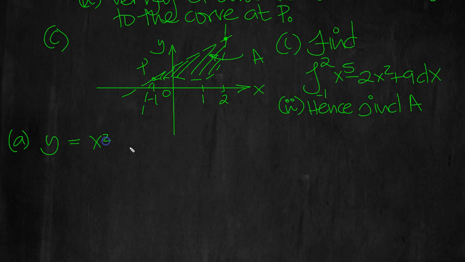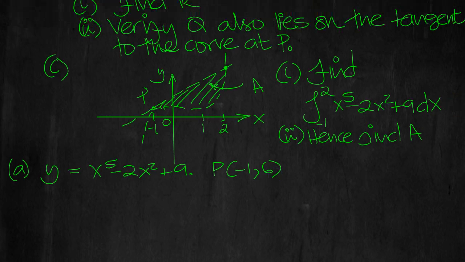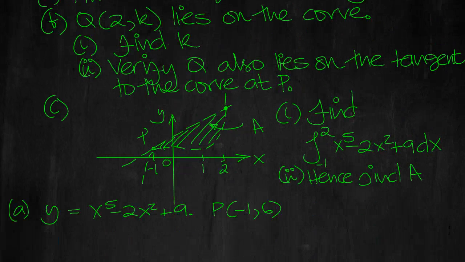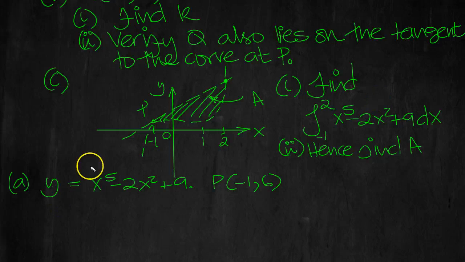let's write down the curve, x to the 5 minus 2x squared plus 9. And the point P was (minus 1, 6). So I'm just going to go and check that I've written that down correctly. Yeah, that's fine. Okay, so let's get dy dx then.